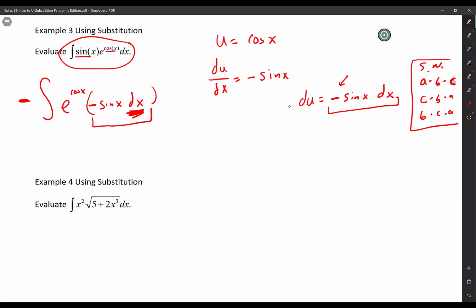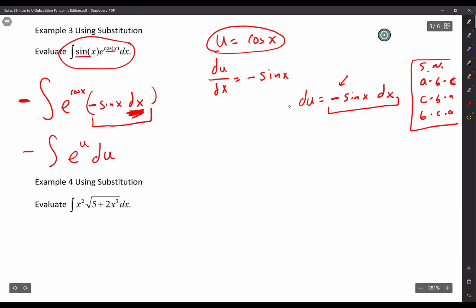I can now substitute whatever I want to substitute. Negative on the outside, leave that alone. Look what u is. u is cosine x. I'm going to write e to the u. And this negative sine x dx, all of that is just du. And look at that. I now have an integral that is so much easier. Doesn't that integral look a lot easier?